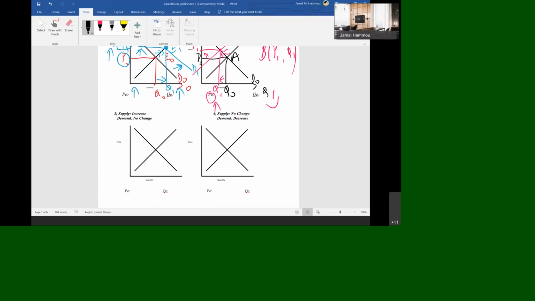I don't have to read this first. I'm just going to label my graphs correctly first. I have a price, quantity, S0, D0, equilibrium at A, P0. You can put P1, you can put whatever you want to start from. It just has to be in order.